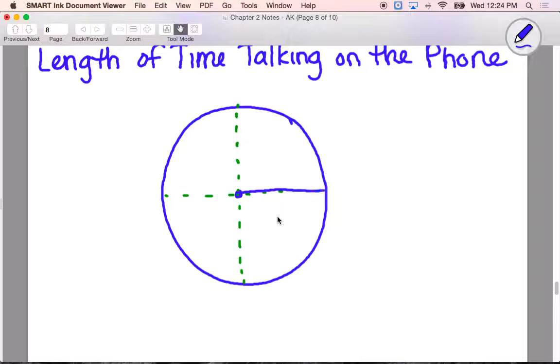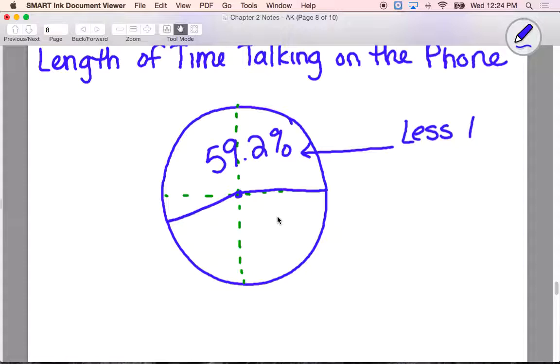So if I would start here and I want 59.2, it has to be bigger than 50%, so about roughly there. So I would then write 59.2% in here. If you can fit the words in there, fit them in there, but I'm going to use an arrow. And that's going to be less than half an hour.